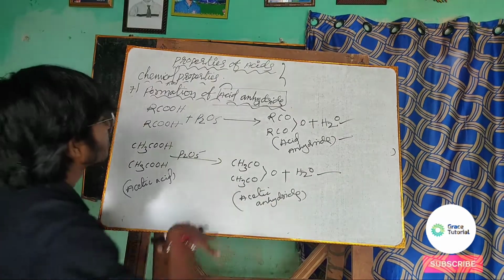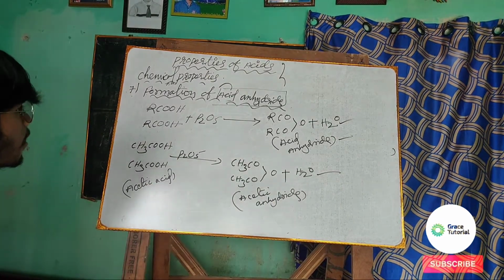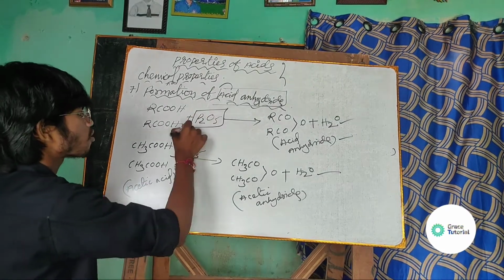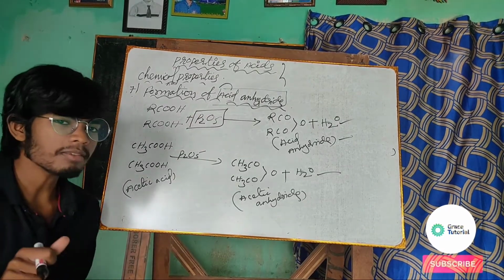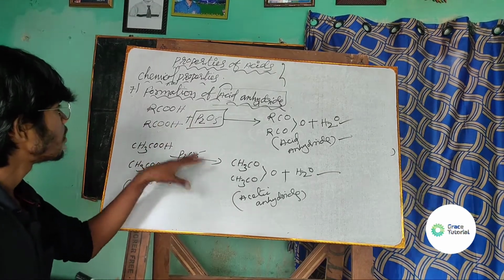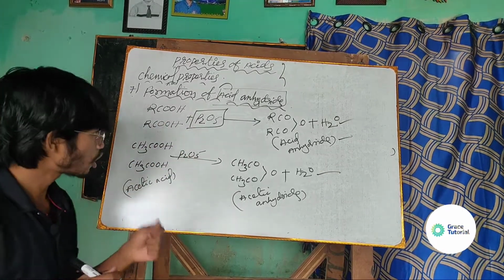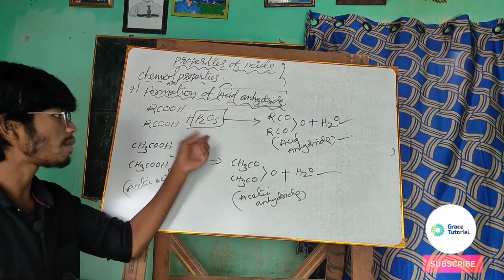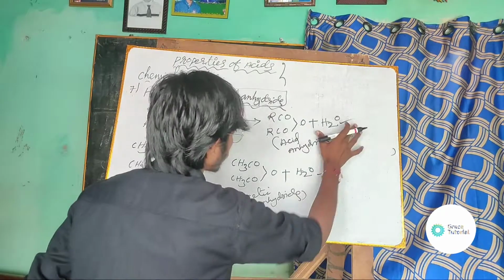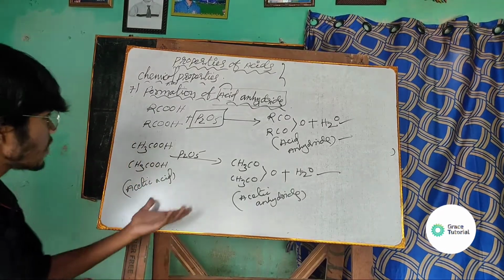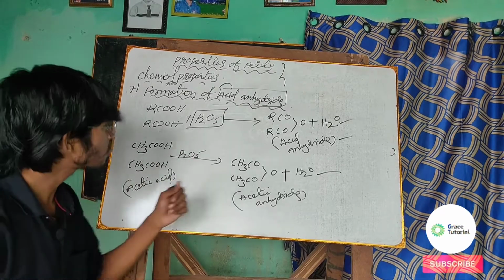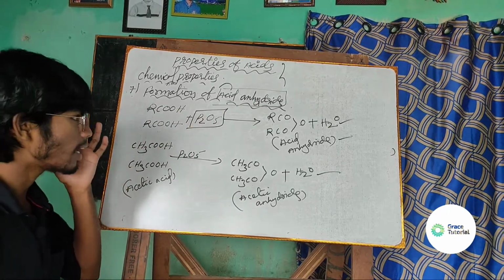In this way, the acid anhydride is obtained by the reaction of the acid with phosphorus pentoxide. So the question comes in the examination: how is the acid anhydride obtained from acid? You need to say that when acid reacts with phosphorus pentoxide, then acid anhydride results with the liberation of a water molecule. And putting CH3 in the place of R, I have given you the example. Well, this is about the formation of acid anhydride.